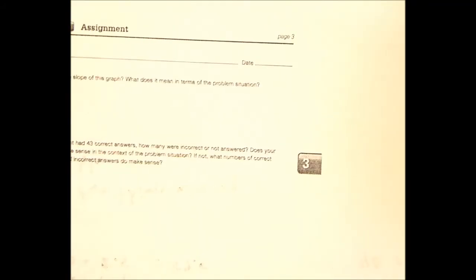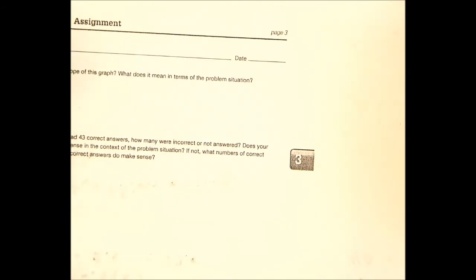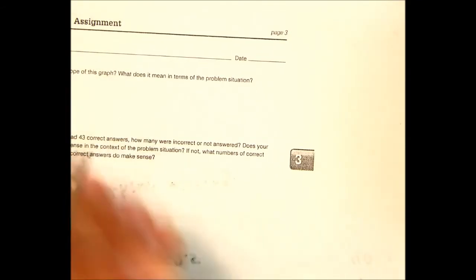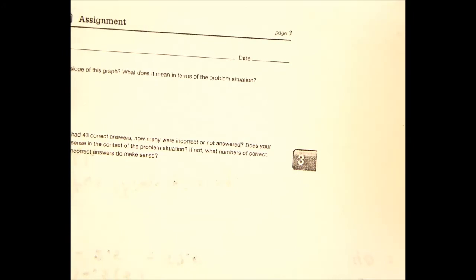All right, so let's flip it over. They want to know what is the slope of the graph. And when you changed it, the slope of the graph was the form. Which means we had it in y equals 4x minus 160. The slope is already there, which is 4.